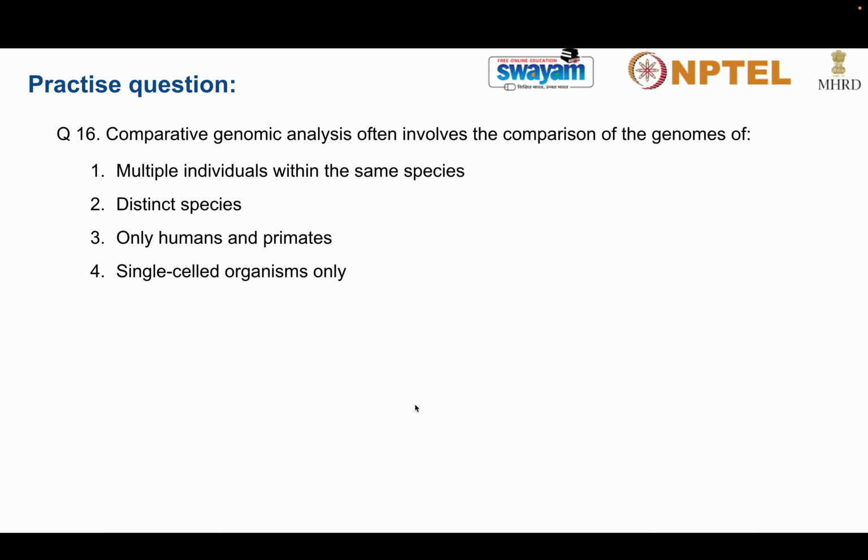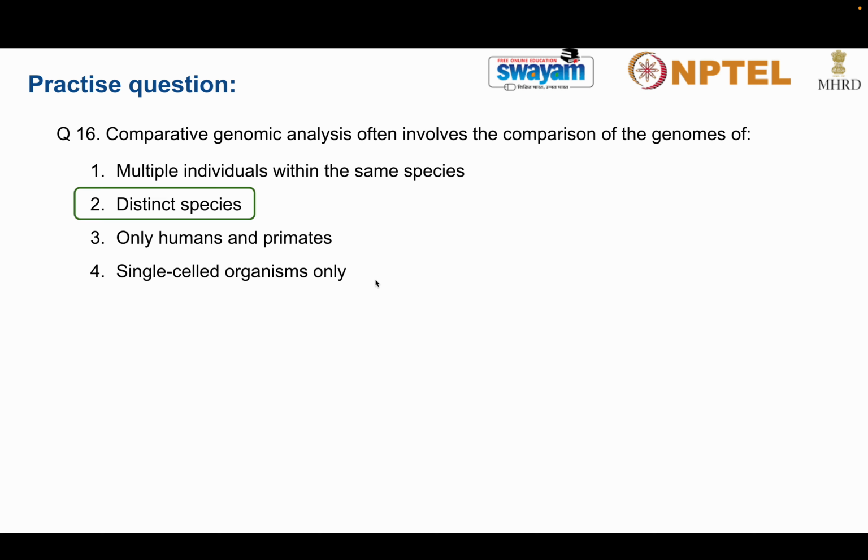Now let's move to the next question, which says comparative genomic analysis often involves the comparison of genomes of. So in comparative genomics, which genomes do we compare? Option 1 says multiple individuals within the same species. Option 2 says distinct species. Option 3 says only humans and primates. And option 4 says single-celled organisms only.